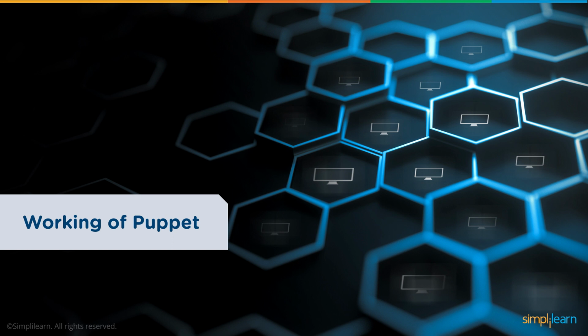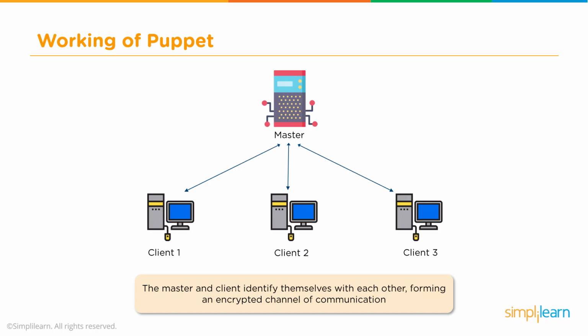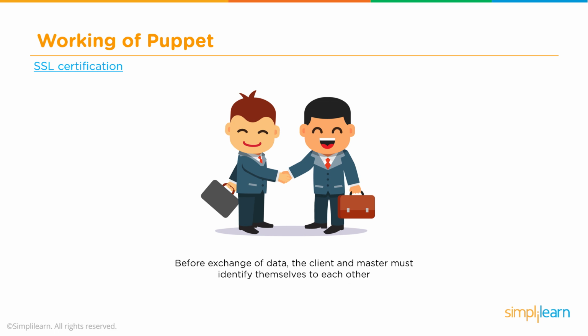So now that we had a look at the various components of Puppet, let's see how these work together. So we have a master and we have 3 clients. Now before any information can be transferred between the master and the client, it's important that these components recognize each other. Also, there needs to be an encrypted channel of communication between each pair of master and client. Now all the data which is transferred between the master and the client flows through this channel. So let's see how this entire procedure of recognizing each other works.